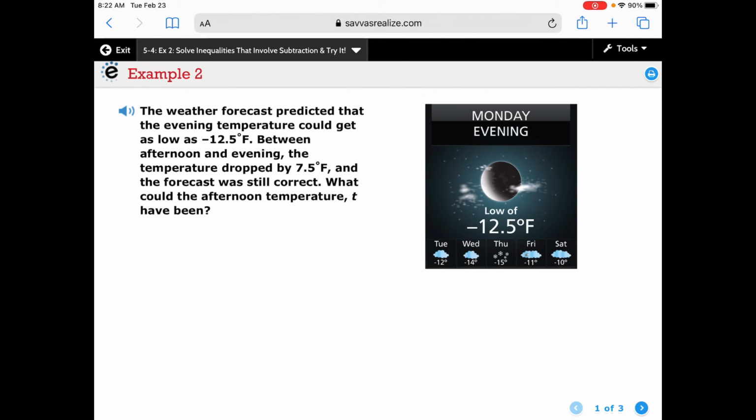All right, let's turn over to page 285. At the top, we'll look at example 2. It says the weather forecast predicted that the evening temperature could get as low as negative 12.5 degrees. So that means it can't be any lower than that. Between the afternoon and evening, the temperature dropped by 7.5 degrees Fahrenheit, and the forecast was still correct. What could the afternoon temperature T have been?